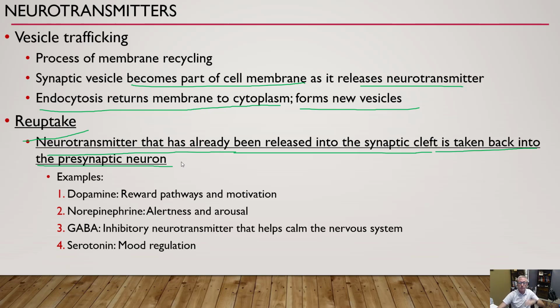Some neurotransmitters that are involved in reuptake are dopamine, norepinephrine, GABA, and serotonin. Dopamine is good for reward pathways and motivation. Norepinephrine is for alertness and arousal, and it is very closely related to epinephrine, that's adrenaline. GABA is an inhibitory neurotransmitter. It helps calm you down. Serotonin is also a mood regulator.